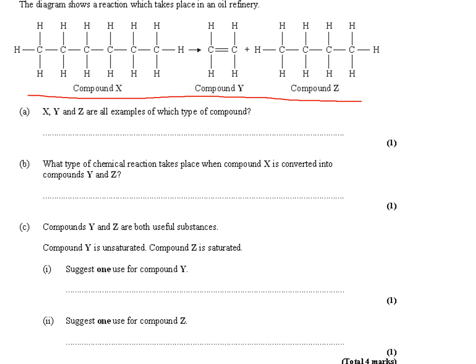Components Y and Z are both useful substances. Y is unsaturated and Z is saturated. One use for Y could be making polymers, or as a feedstock to make ethanol, or just as a feedstock. It's also a good fuel. One use for Z, that's basically just a fuel.